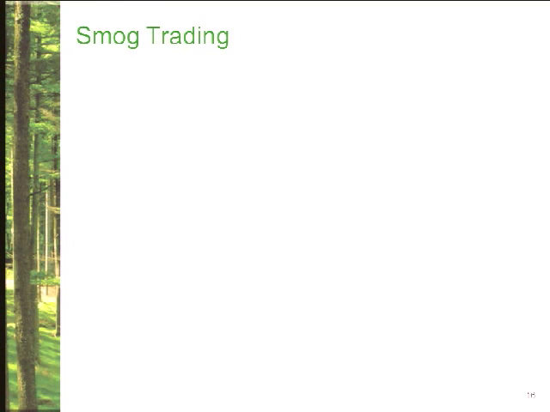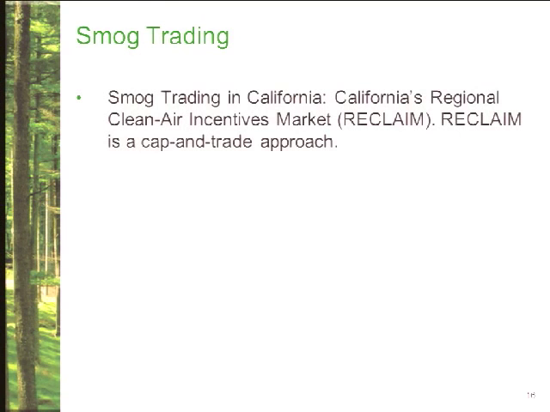Sticking with California, in particular Southern California, smog trading. California introduced a program called the RECLAIM program, which is the Regional Clean Air Incentives Market. And fundamentally, this is an economist's prescription. Let's create the right incentives for reducing the incidence of smog. And in this program, 400 stationary polluters were identified, and each of them received a pollution standard, namely a standard or limit they couldn't violate.